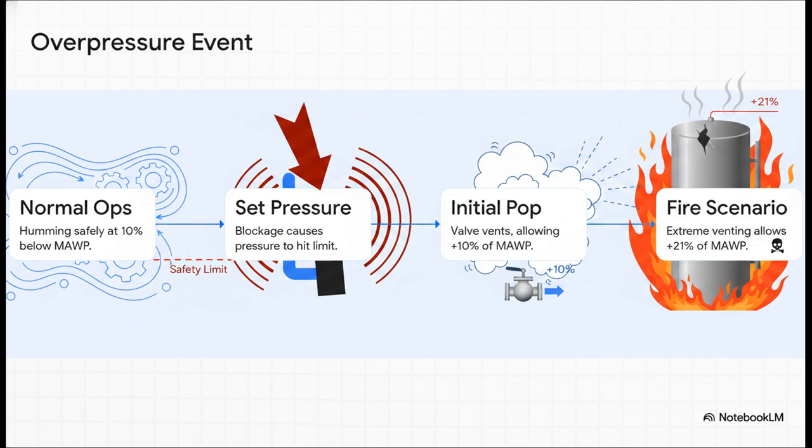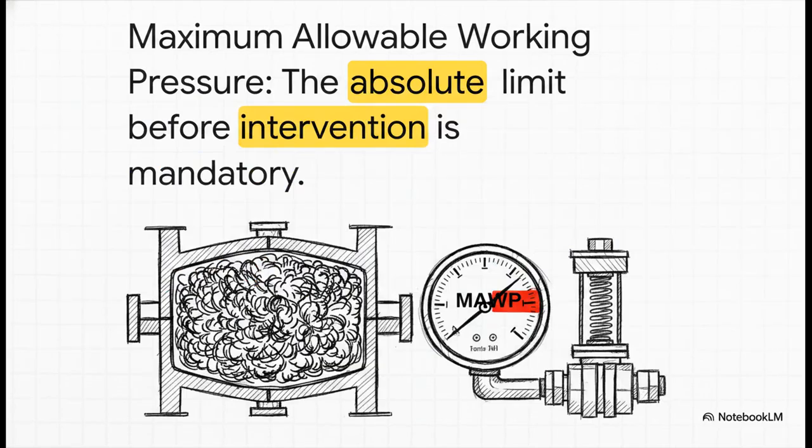And Step 4. The absolute nightmare scenario. A fire is raging outside the tank, boiling the chemicals inside. In a fire scenario, codes allow the pressure to climb up to 21% over the limit just to expel the rapidly expanding gases before the metal tank itself literally tears apart. So the underlying concept to grasp here is that acronym we keep referencing, MAWP, the maximum allowable working pressure.